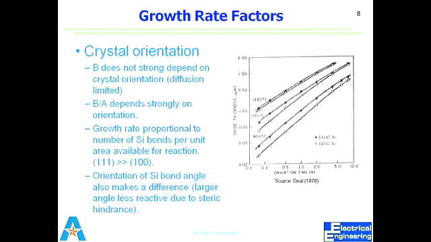So it means that the crystal orientation comes into play when we have a thin layer, when it is a reaction rate limited process, not a diffusion rate limited process. When it is reaction rate limited, then we need a greater number of silicon atoms. So it means 111 is better than 100.